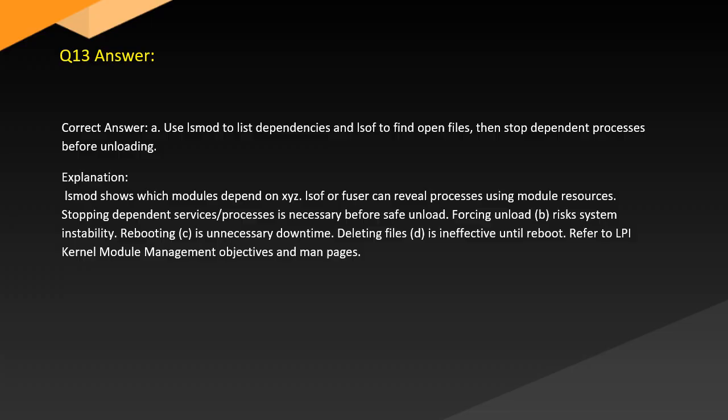Answer. Correct answer: A. Use lsmod to list dependencies and lsof to find open files, and stop dependent processes before unloading. Explanation. lsmod shows which modules depend on xyz. lsof or fuser can reveal processes using module resources. Stopping dependent service processes is necessary before safe unload. Forcing unload, B, risks system instability. Rebooting, C, is unnecessary downtime. Deleting files, D, is ineffective until reboot. Refer to LPI kernel module management objectives and man pages.